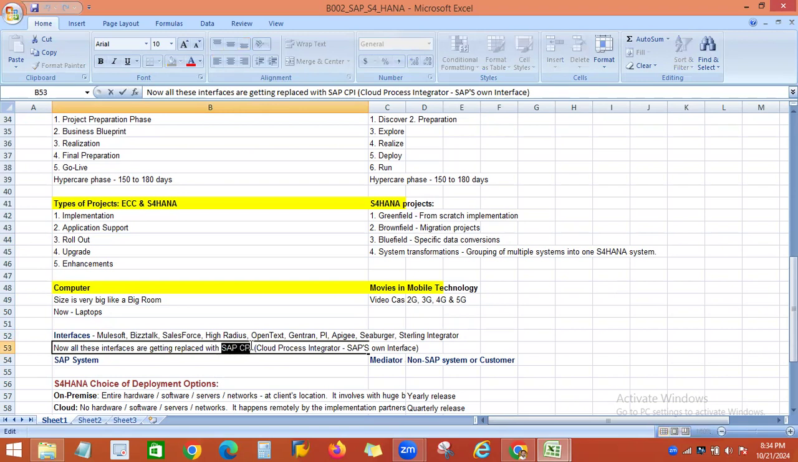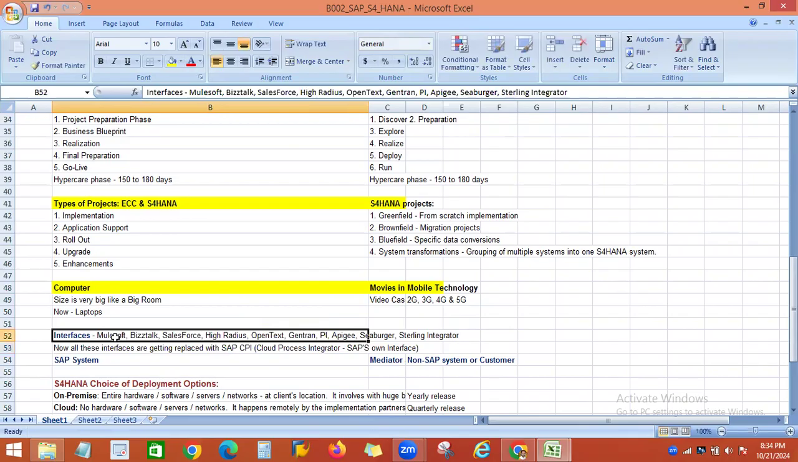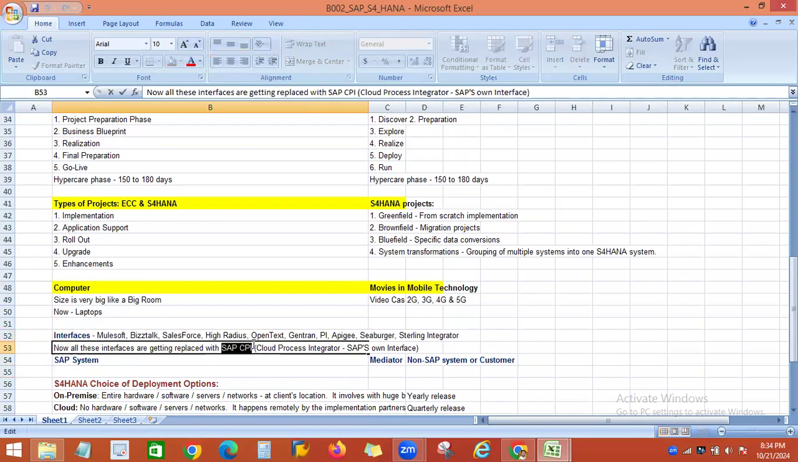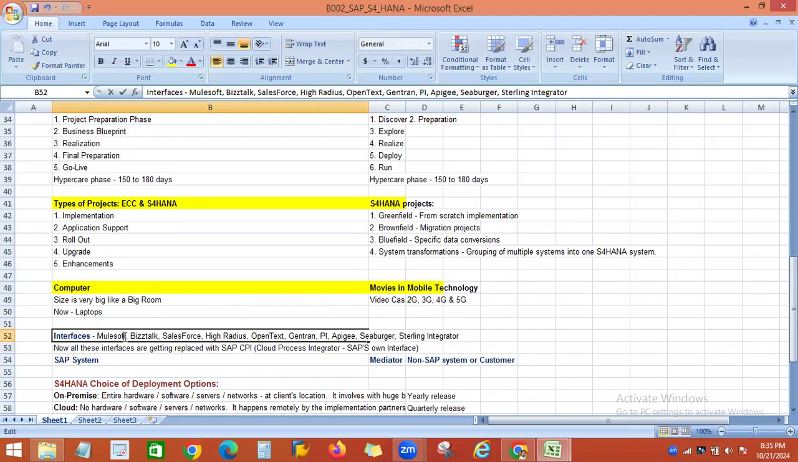That is nothing but the SAP CPI. So guys, now if we are in an SAP S4HANA project, all third-party applications get replaced, and for all these third-party applications there is a single solution, that is nothing but the SAP CPI. Here the client is required to invest in each and every interface, so it is a loss to the client.